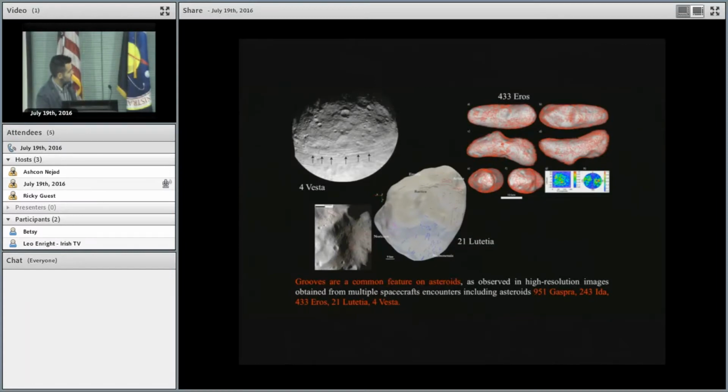They are almost everywhere, and they are basically related to impacts on the surface. Then there are also grooves on the asteroid Eros, which was observed by the NEAR Shoemaker spacecraft. But these are just three examples. There are grooves observed also on Gaspra and, for example, on Ida.